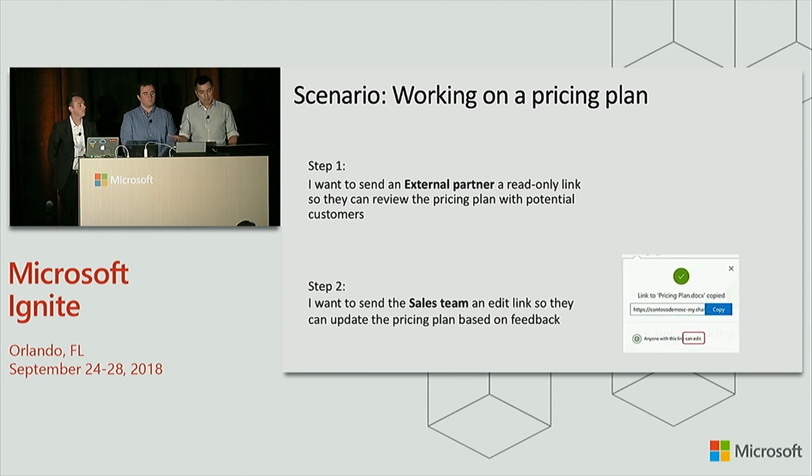But later on, let's say the sales team says, hey, we want to make some edits to the pricing. Can you pass us a link that lets us go edit those prices? And so I say, okay, give me a link and make that an edit link. But the question is what happened to that link? Because I have a bunch of external partners who have a link, and I don't want them to be able to edit the prices.